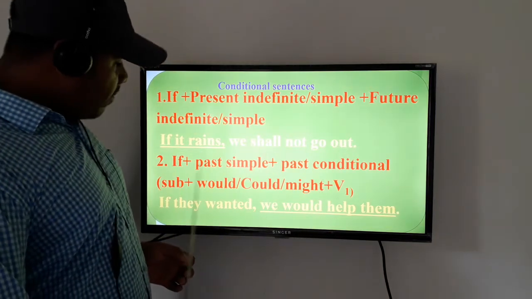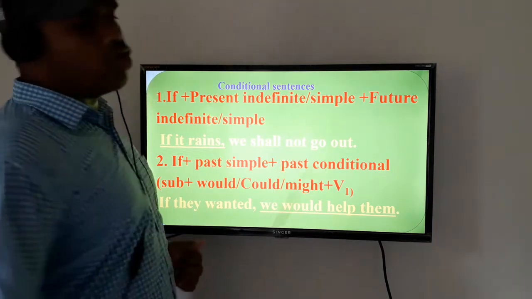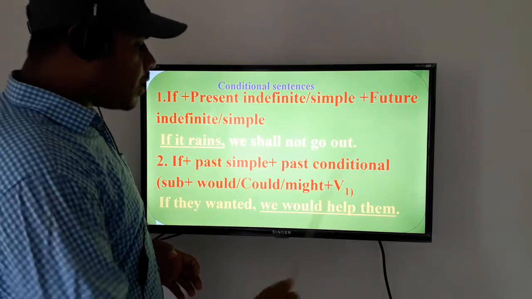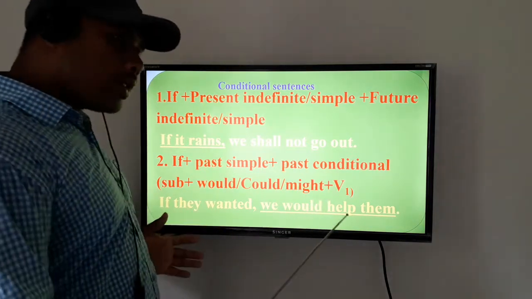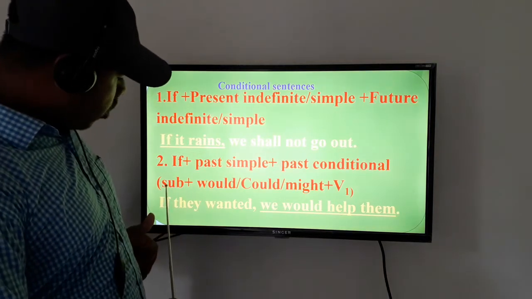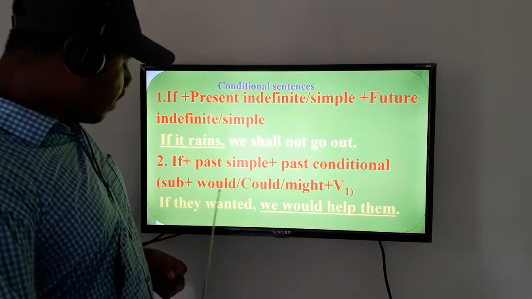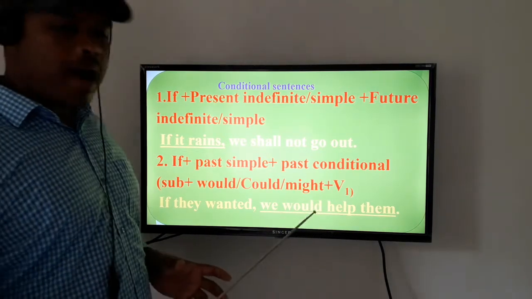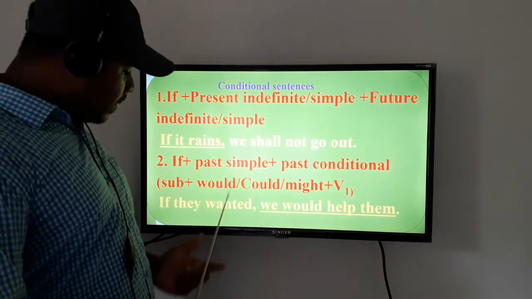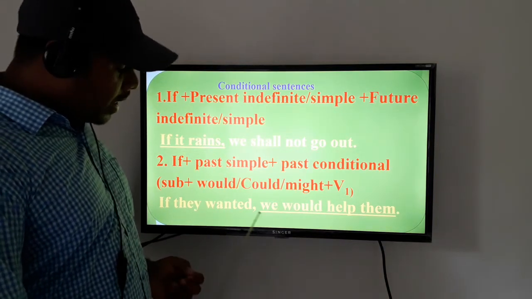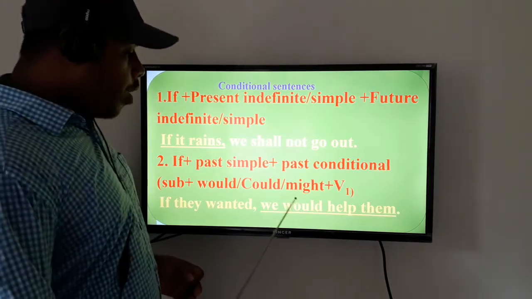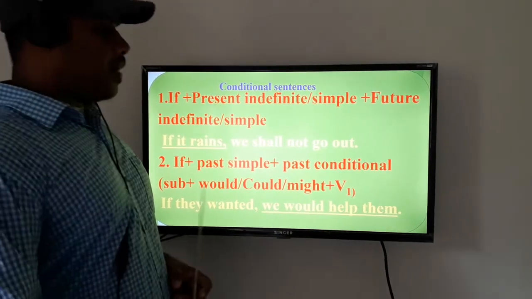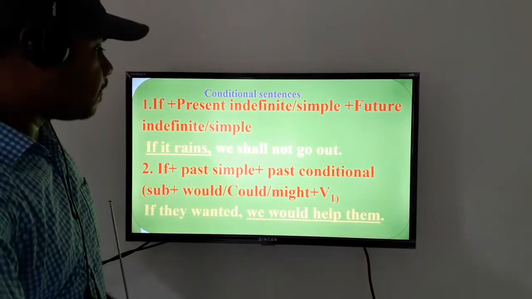Number 2, if plus past simple and past conditional. So if one part is past indefinite, then the next part should be past conditional. So what is past conditional? I will show you on the bracket, that is subject plus would, could, might, and then B1. B1 means the base form of the verb. So if they wanted, that is past indefinite, then we would have them. So you have to take would, could, or might, and then put the base form of the verb. That is the way to complete it.